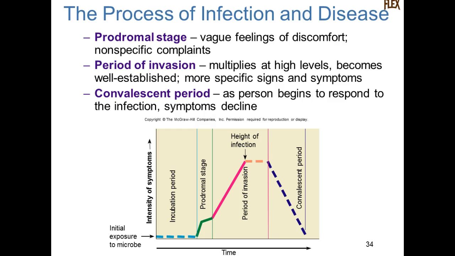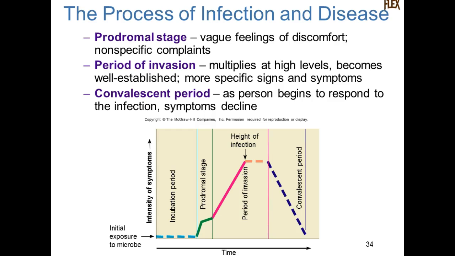In the prodromal stage, now we get that feeling that, oh man, I'm getting sick. So you have these vague feelings of discomfort, non-specific complaints, and now the organism enters into the tissues, or it actually is multiplying at high levels, producing toxins. It is becoming well established, and we see much more specific signs and symptoms.